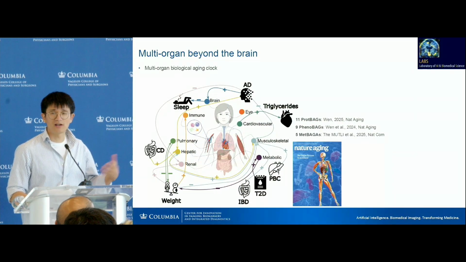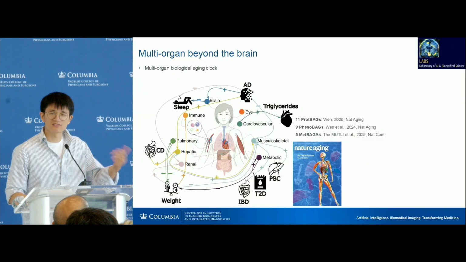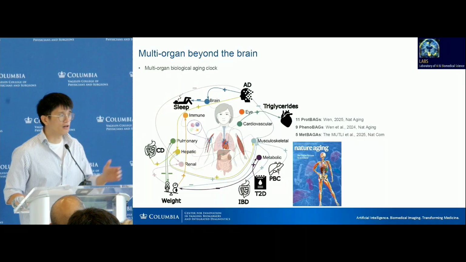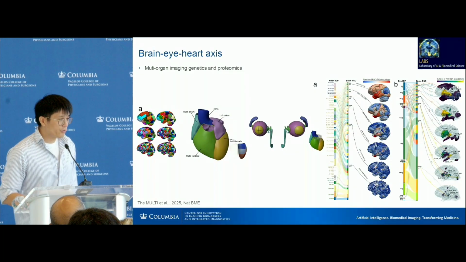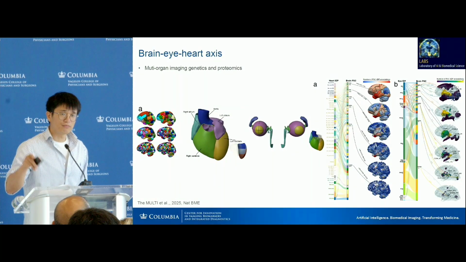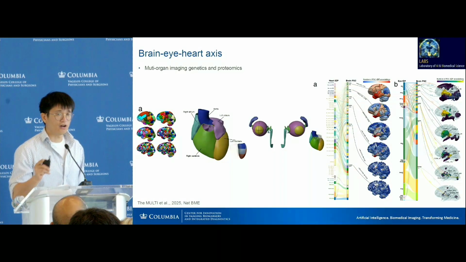So in the previous slide, we conceptualized the idea of an aging clock for the brain using brain MRI data. Here we extend this to different organ systems using clinical variables from different organs. Another project we have been focusing on is to go beyond the brain, to look at the cross-organ interconnection between different human organ systems.